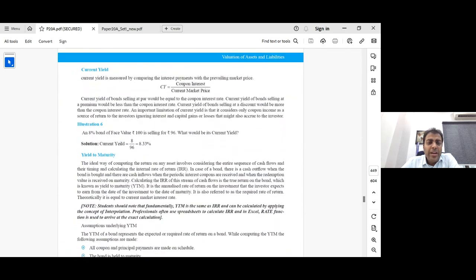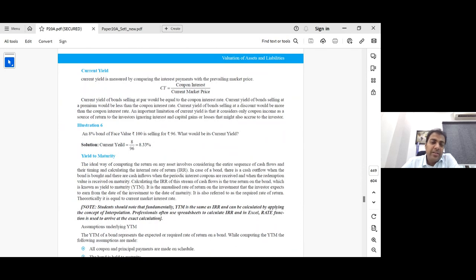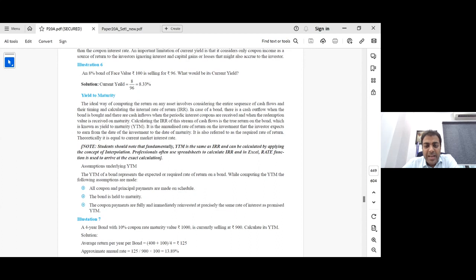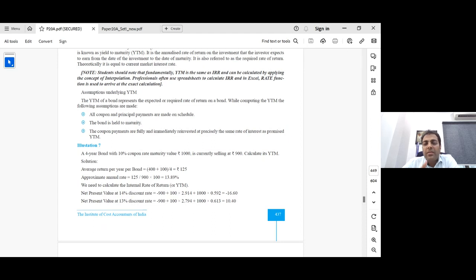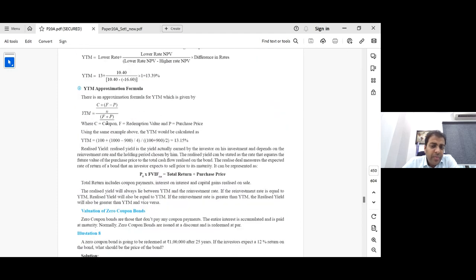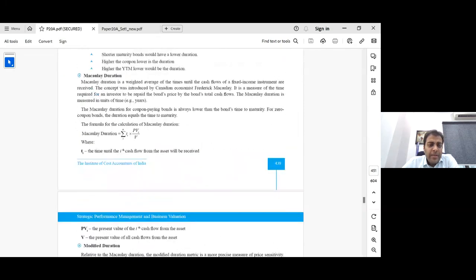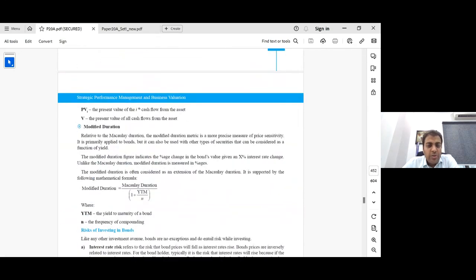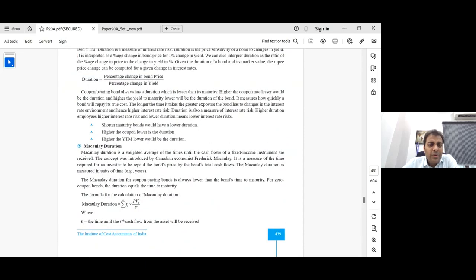Now along the way, you would need to calculate what is current yield, what is yield to maturity. The discount rate that we use in case of equity or in case of business is the yield to maturity in case of bonds, to put it simply, right? What is the internal rate of return for the bond? So YTM is the same as IRR and can be calculated by applying the concept of interpolation. And we've also told you that if in practical life you have to do it, you can simply use the RATE function or the IRR function in Excel to calculate the YTM.